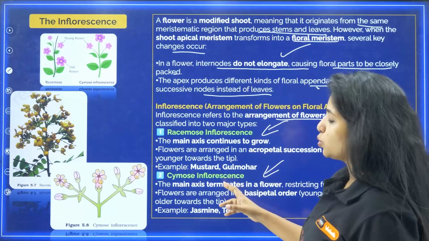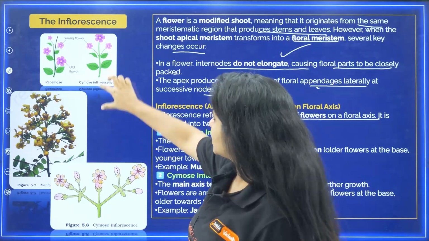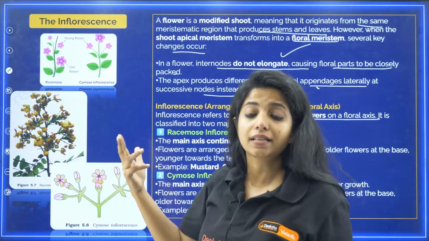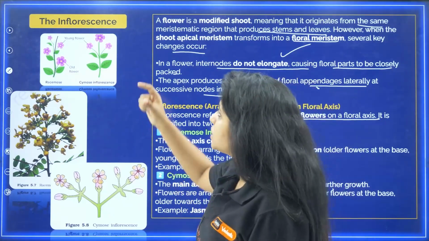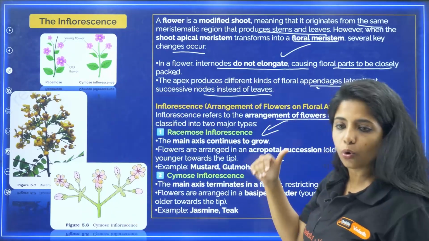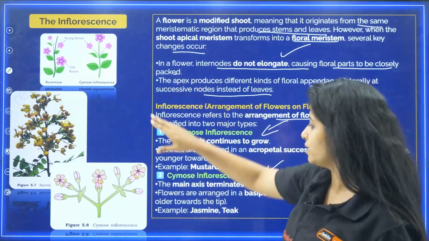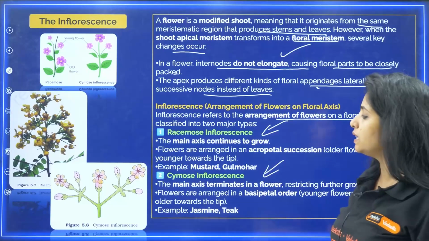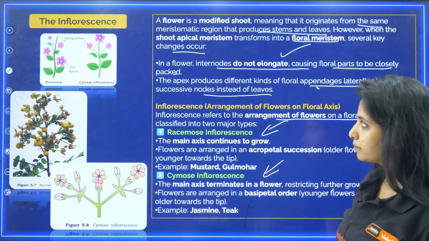Now cymose inflorescence is where the central axis, as you can see, my dear children, is terminated with a flower. The central axis is terminated with a flower and they also have lateral branches. But there is something else, that is they show basipetal succession. What do you mean by basipetal succession? That means the older flowers are at the top and the younger flowers are at the bottom. So younger flowers at the base, and the older flowers towards the tip. This is known as basipetal order. Examples are jasmine and teak. I guess it is not given in your NCERT, so you do not have to learn this. At least this you have to remember.